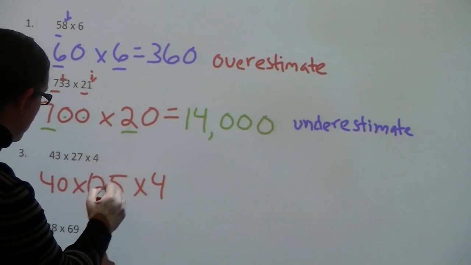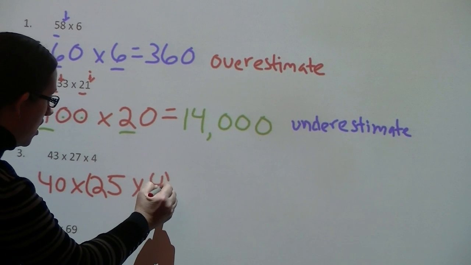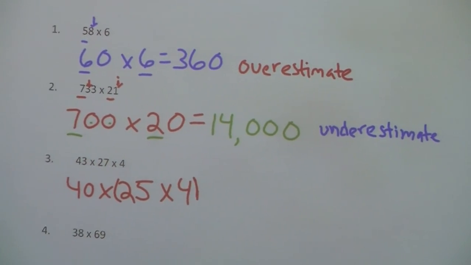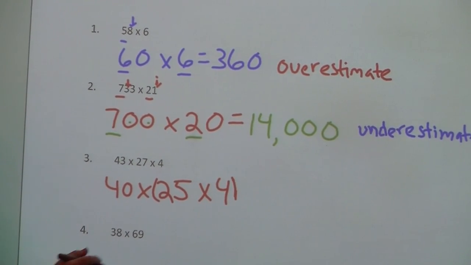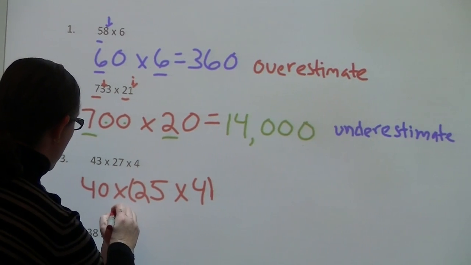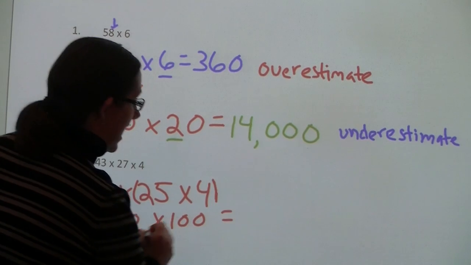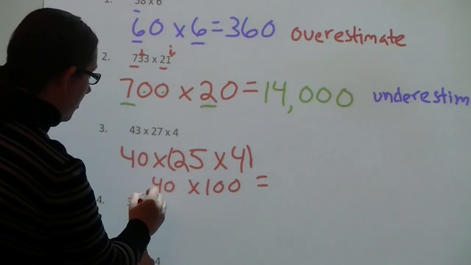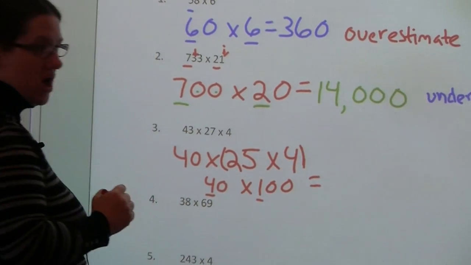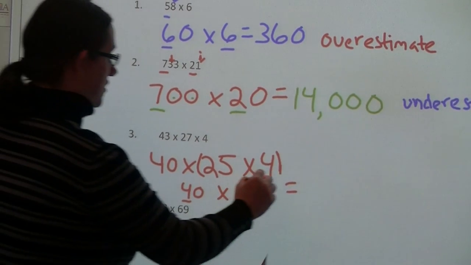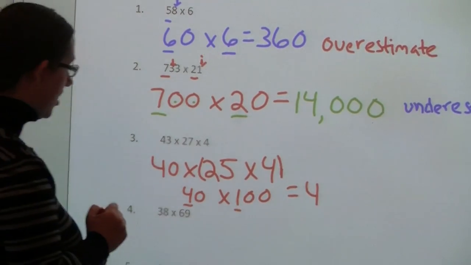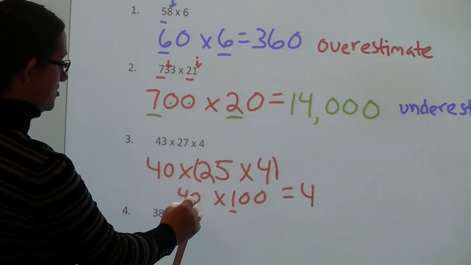Hopefully you're seeing here that the 25 times 4 sticks out. And what is 25 times 4? 100. Good. So now we're going to do 40 times 100, which makes it a lot easier to do in our head. Because now the basic fact is 4 times 1. And what's 4 times 1? 4. Good. Okay, and then go back to count your zeros.